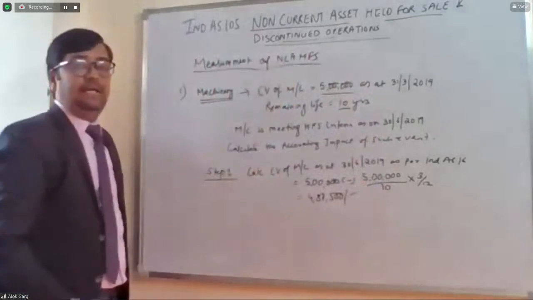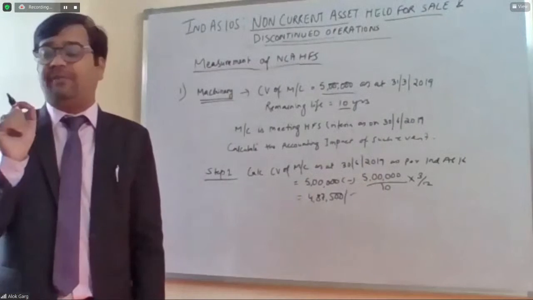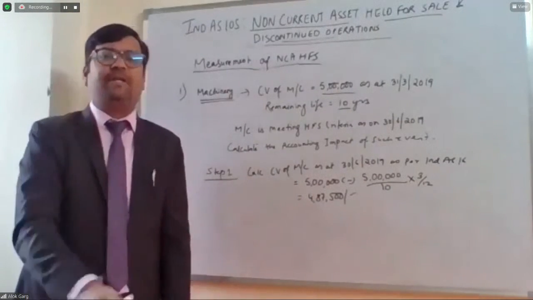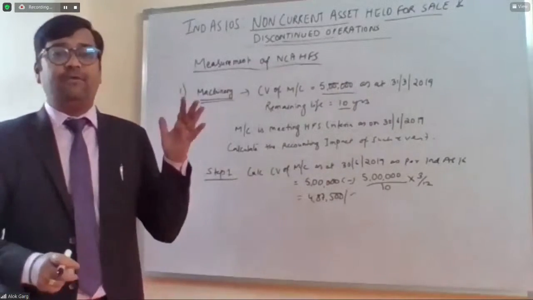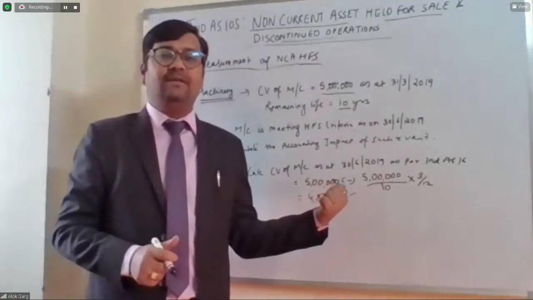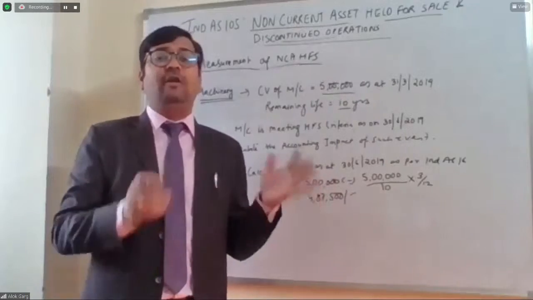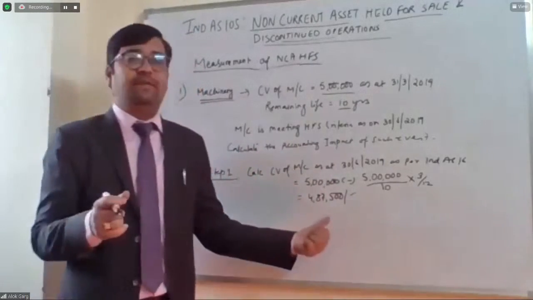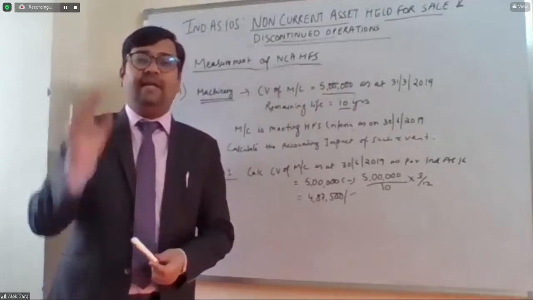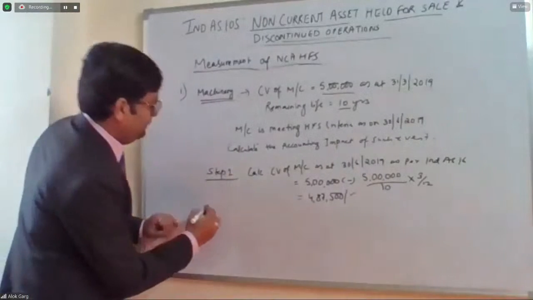So it means step 1 is calculate the carrying value on the date of classification as per respective standard. It means you have to calculate the depreciation. You have to charge the impairment loss if indicators are there. And after that, you have to arrive at a carrying value, because the definition of carrying value is cost minus accumulated depreciation minus accumulated impairment losses. Okay. Step 2.